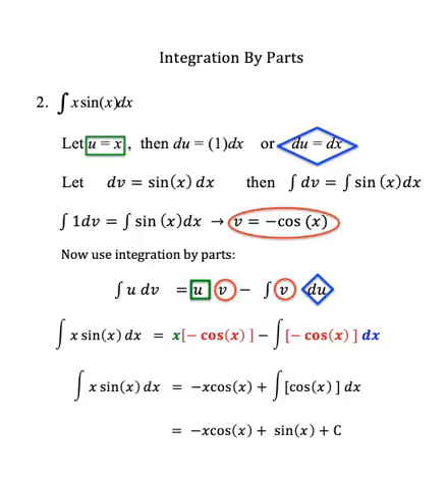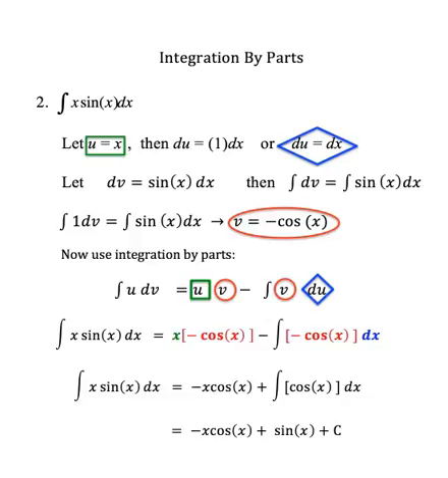Here we are going to use integration by parts. First, we'll let u equal x, then du is equal to 1 dx, or simply said, du is equal to dx. And at this point, you should notice that u substitution would not have worked. Now we'll let dv equal sine of x dx, integrate both sides, and we have the integral of dv is equal to the integral of sine of x dx.